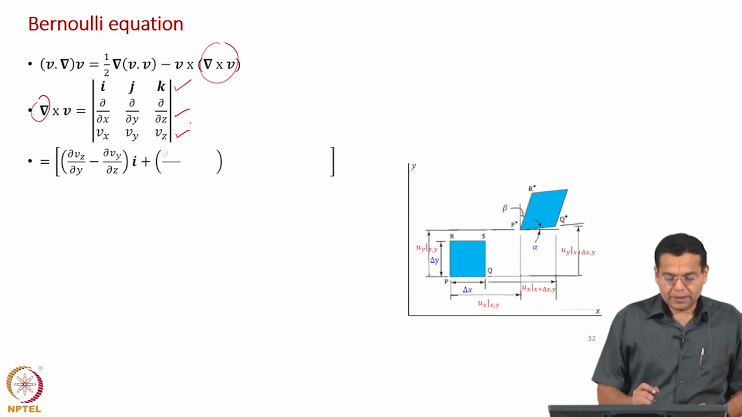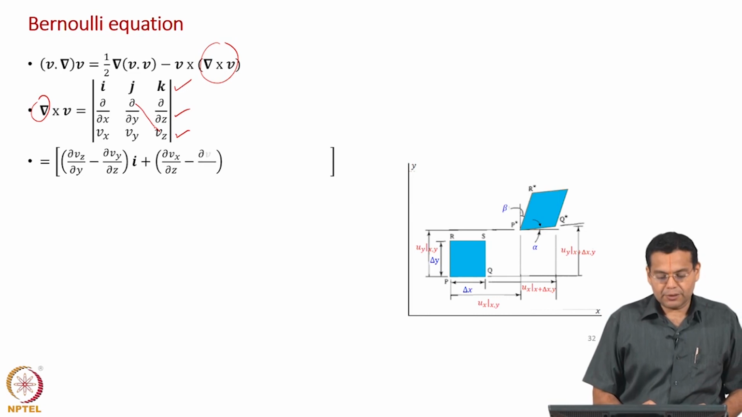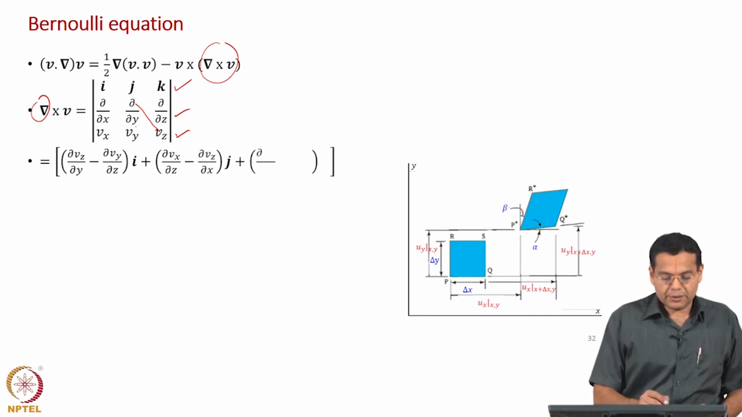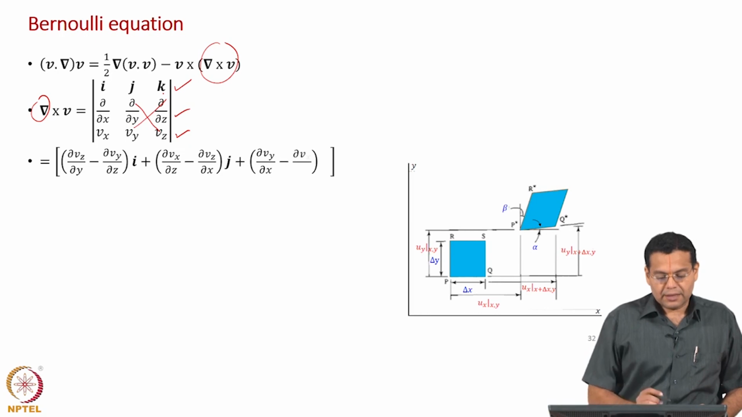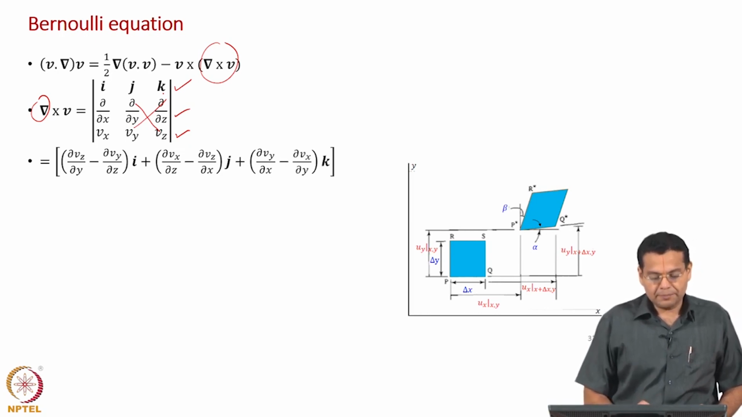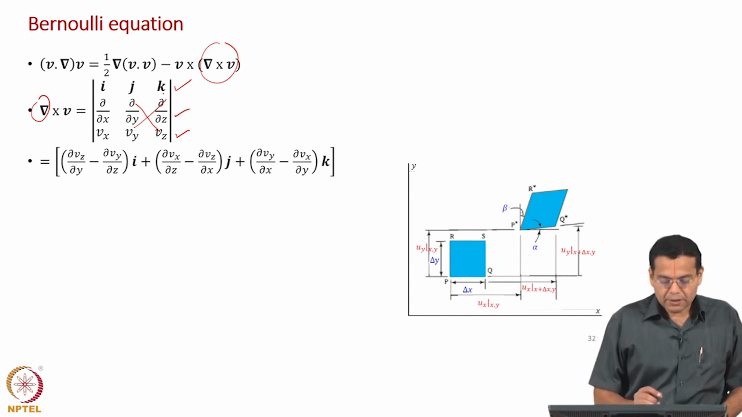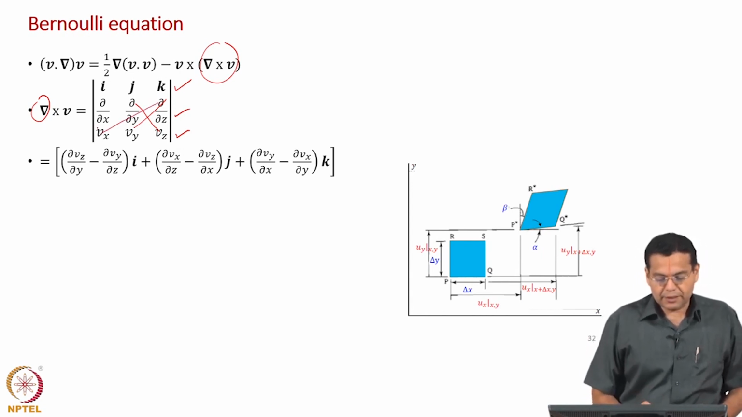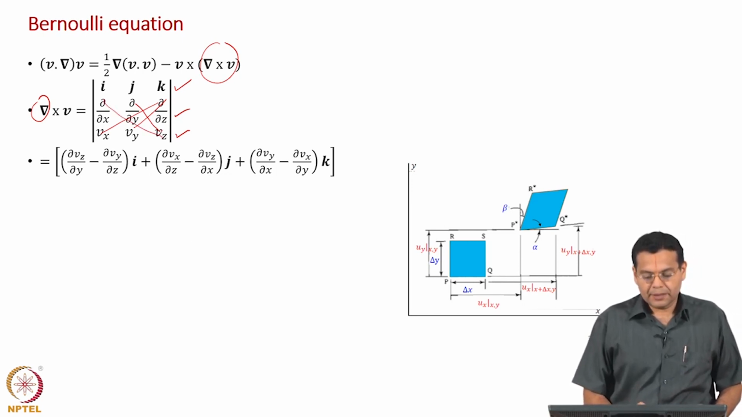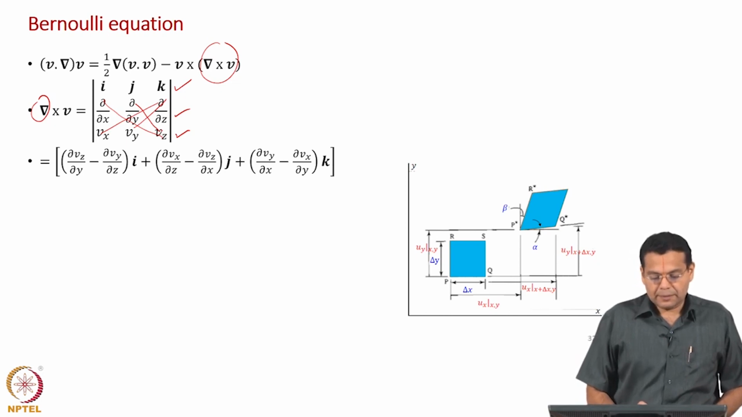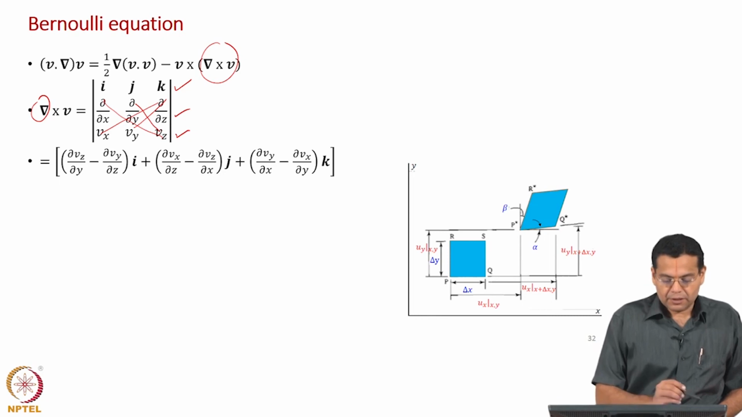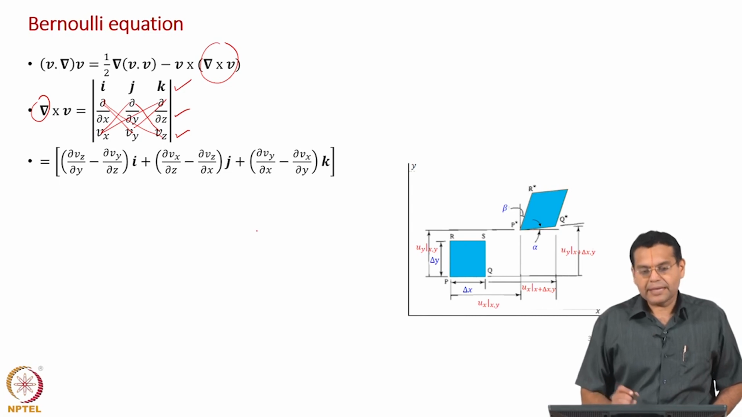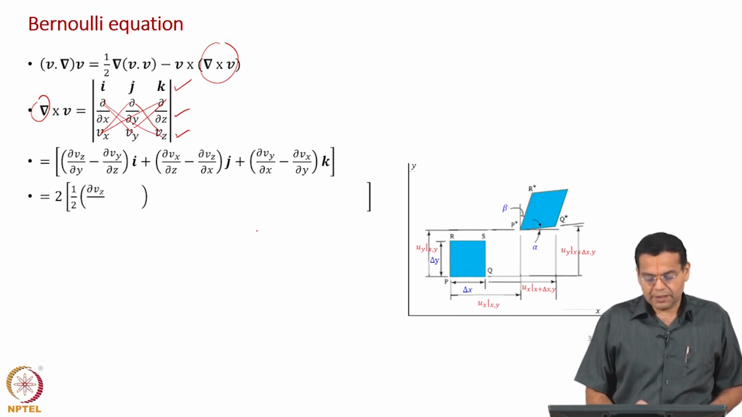So, the first term we have dou v z by dou y minus dou v y by dou z and of course, the i vector. Then second term we have dou v x by dou z minus dou v z by dou x and then j, and then for the next term we have dou v y by dou x minus dou v x by dou y and then k vector. Okay. Let us multiply and divide by 2 and you will see something familiar to us.